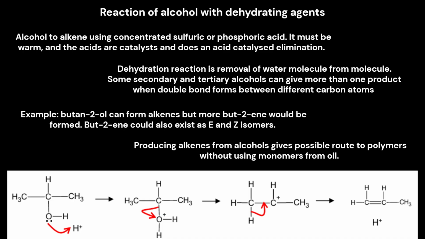For example, butan-2-ol can form alkenes, but but-2-ene would be formed. But-2-ene could also exist as E and Z isomers. Producing alkenes from alcohols gives a possible route to polymers without using monomers from oil.